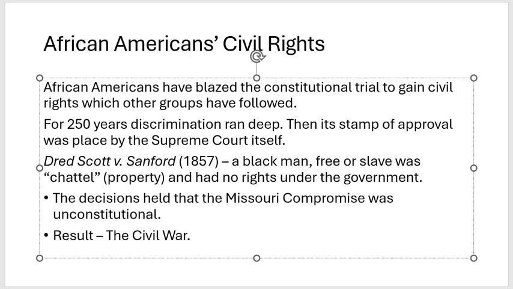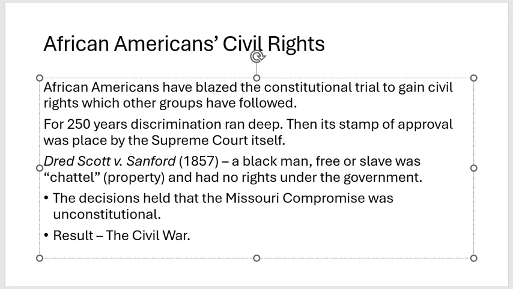So this discrimination had run deep for 250 years. And then something terrible happened. So they were literally brought over about 1620. The first 20 African Americans came to what would become the United States in about 1620. And then in 1857, something happened that put the stamp of approval on slavery by the Supreme Court. And that was in a case called Dred Scott versus Sanford.